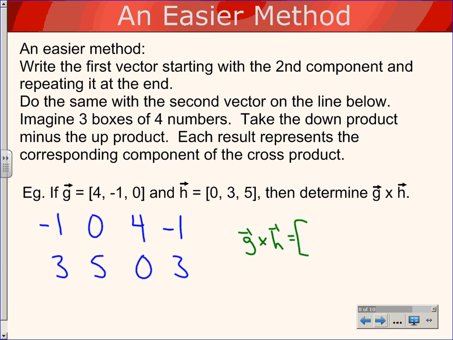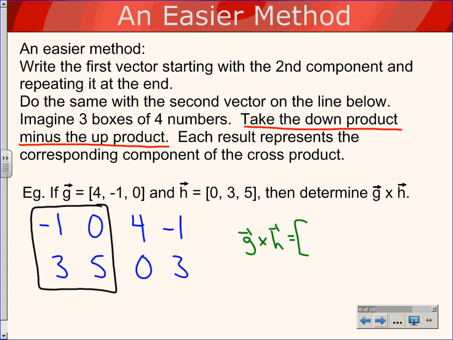And to calculate the cross product, what we do is we take the down product minus the up product. So how do I want you to picture this? We're going to take a box around 4 of the numbers, and we're going to take the down product, -1 times 5, and subtract the up product, which is 3 times 0. So -1 times 5 is -5. Take away 0, we get an answer of -5 there.